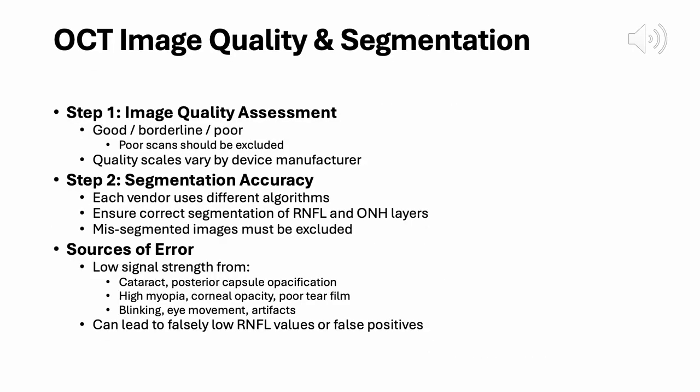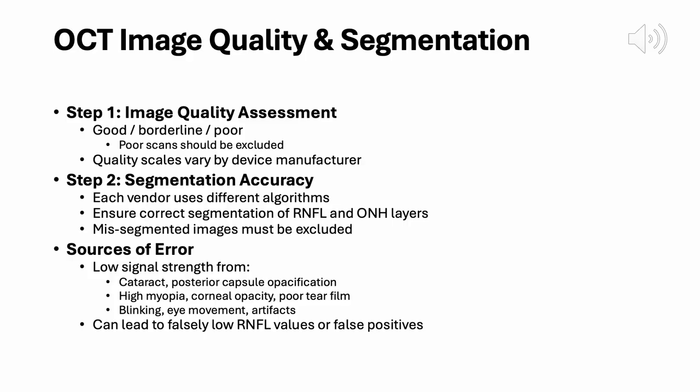When we evaluate OCT scans, image quality is absolutely critical. Let's break this down into two key steps. Step 1 is image quality assessment. Most devices rate scans as good, borderline, or poor. Poor quality scans should always be excluded, as they can lead to inaccurate interpretations. It's important to remember that these quality scales vary depending on the manufacturer, so familiarity with your specific device matters.